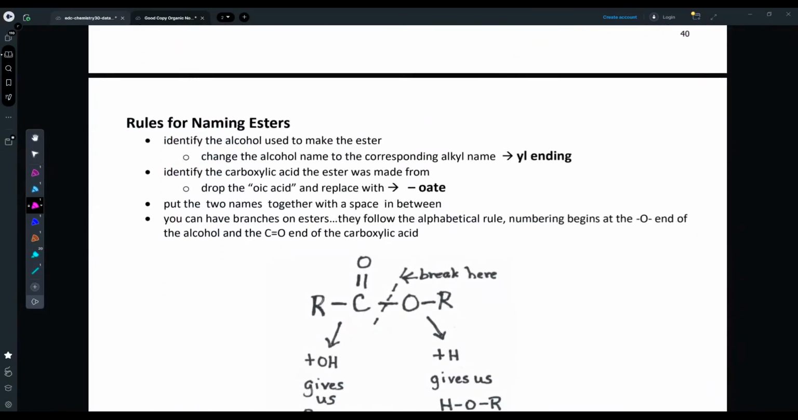All right, so rules for naming esters. Step 1, identify the alcohol that was used to make the ester. Once you figure out the alcohol, take the alcohol name and change the ending to yl. Then the second part is you're going to identify the carboxylic acid used to make the ester.